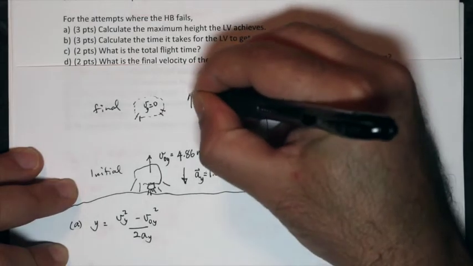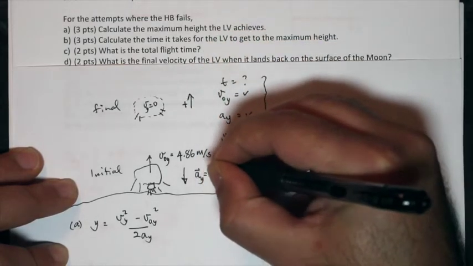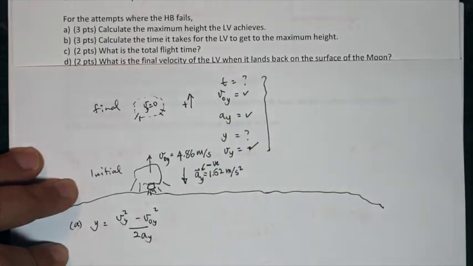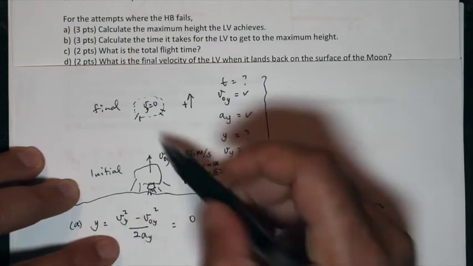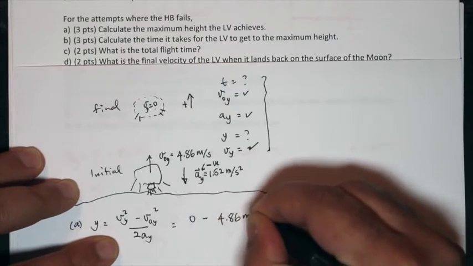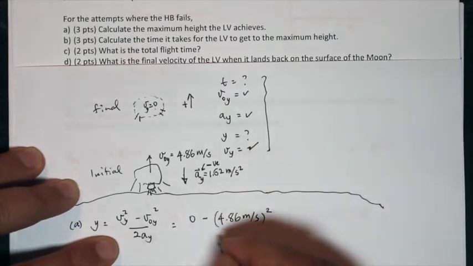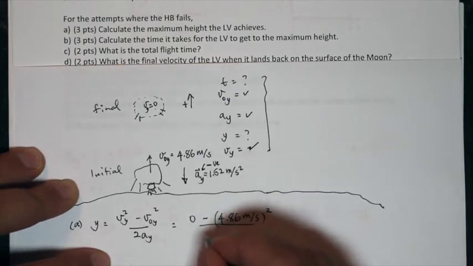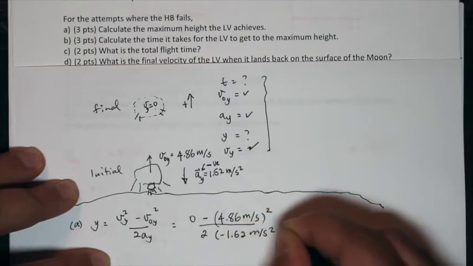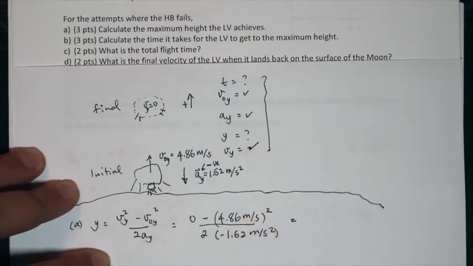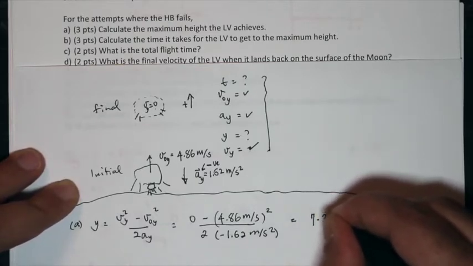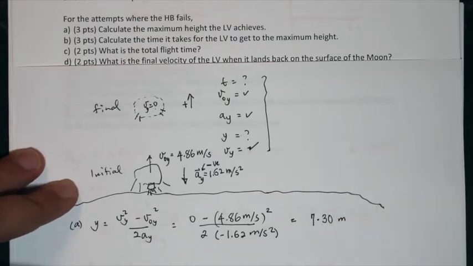I'm going to choose up to be the positive direction, so that means the acceleration is going to be negative. Okay, Vy is 0 because it stops, minus v naught y is given to us, 4.86 meters per second, and this is all squared, divided by twice the acceleration, so that means twice 1.62 meters per second squared. And if you work that out, you'll find that the height is equal to something like 7.3 meters. Okay, that's the maximum height.